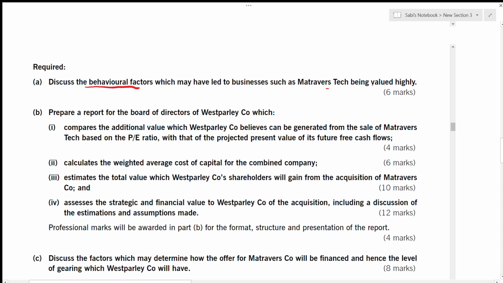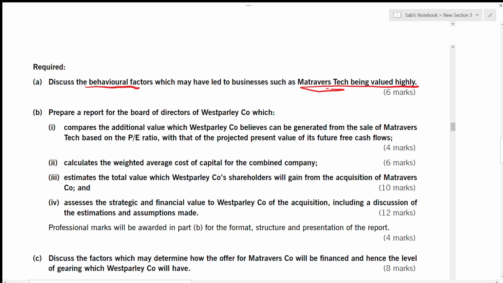Let me underline. Always you have to underline the keywords. And it's for 6 marks. So this is how you have to start in this question. It's for 6 marks, right? So you can write 2 points, 2 behavioral factors and explain, or you can have 3 behavioral factors and explain.